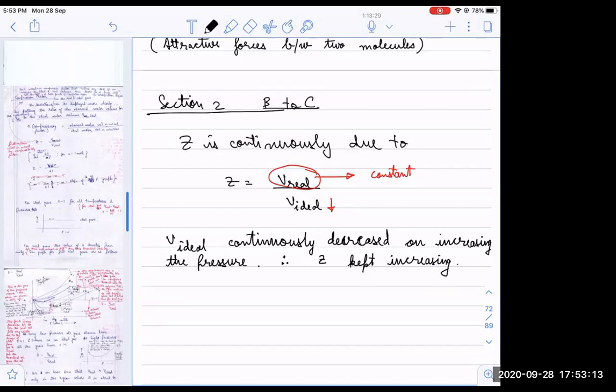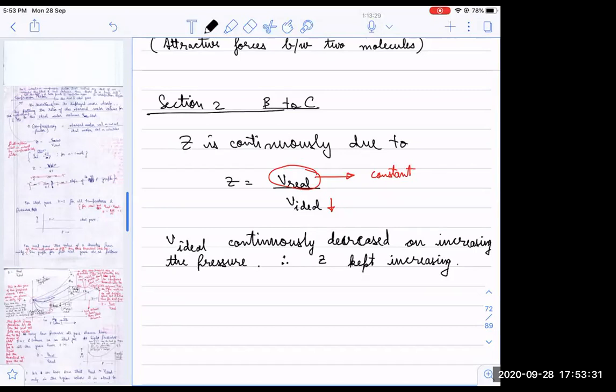Sir, I did not understand. Okay. Let's see if anybody understood this part. I did not understand Section 2. Sir, what happens when we increase the pressure that very rapidly?